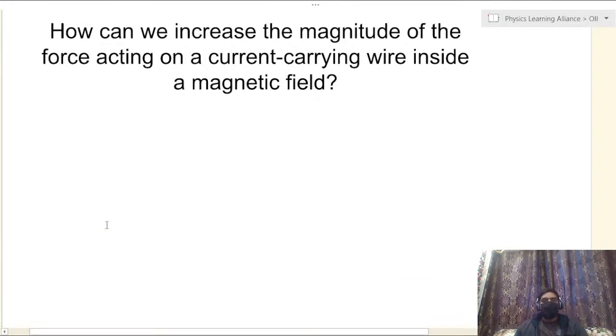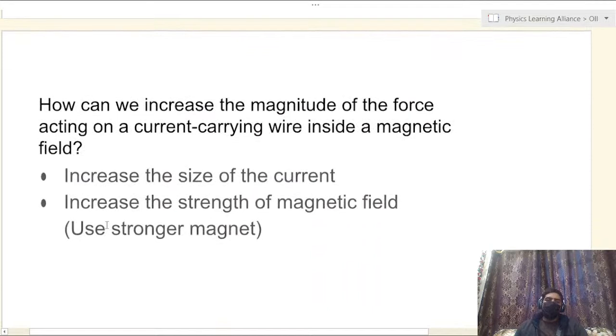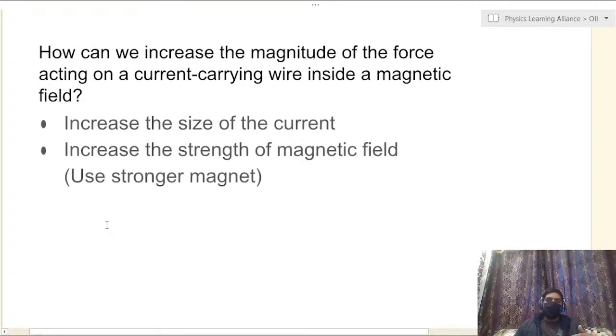How can we increase the magnitude of force? Basically, you can increase the amount of current, you can increase the strength of magnetic field by using a bigger or stronger magnet, you can increase the size of the conductor. In that case you can increase the amount of force. Oh, sorry, you have to place the conductor perpendicular to magnetic field. In that case the force acting on it would be maximum.